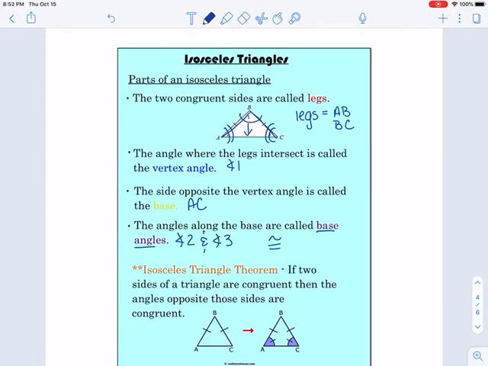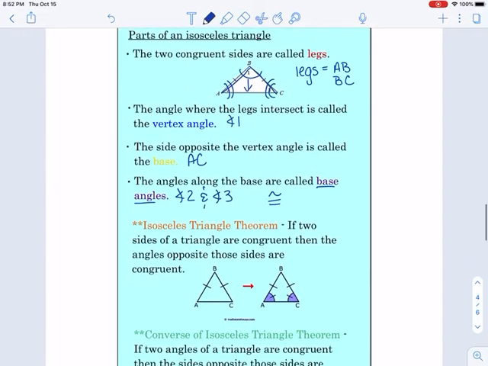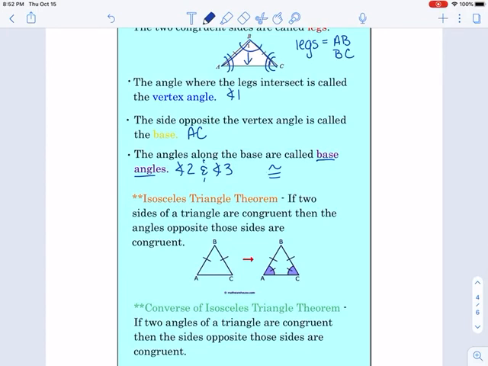So here's what the isosceles triangle theorem says. If 2 sides of a triangle are congruent, then the angles opposite those sides are congruent. So if I start with this triangle on the left with A, B, C, and I know that AB is congruent to BC, if I go to the angles directly opposite those congruent sides, I would have angle C and angle A. So that means that angle A is going to be congruent to angle C. And that's what this picture over on the right-hand side says.